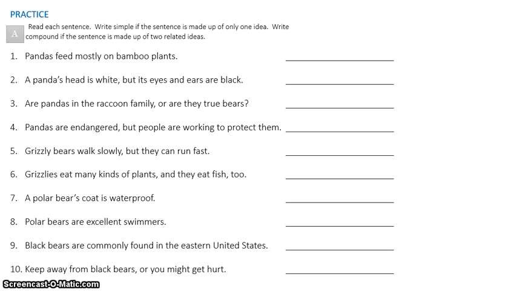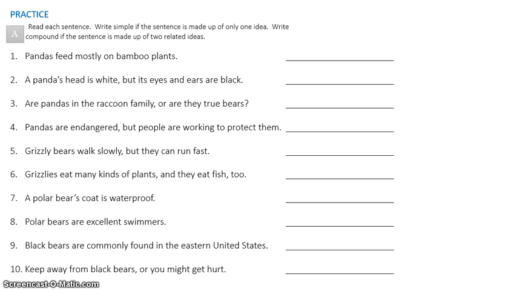Okay. It says read each sentence. Write simple if the sentence is made up of only one idea. Write compound if the sentence is made up of two related ideas. This page is going to be super, super simple because if you find one of those coordinating conjunctions with a comma in front of it, then you know that it's going to be a compound sentence and it has put two related ideas together. If it doesn't have a coordinating conjunction and the comma before it, then it's going to probably be just one idea.